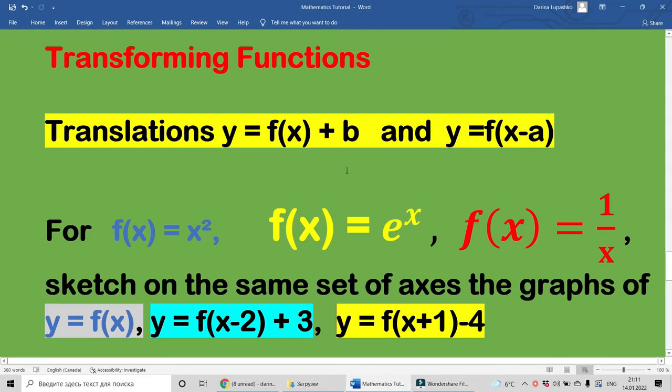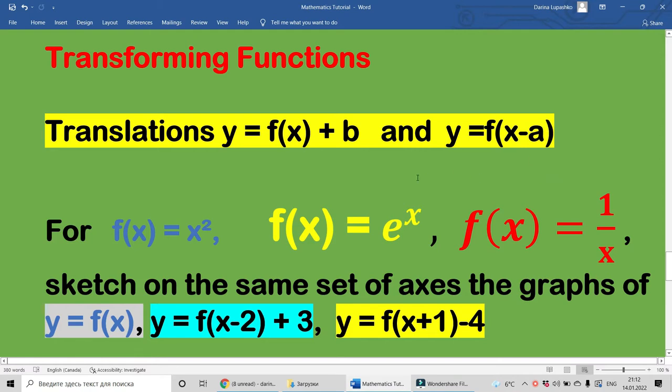Hi, my name is Darina, and today we are going to solve a problem about transforming functions, and exactly about translations: y equals f of x plus b and y equals f of x minus a.